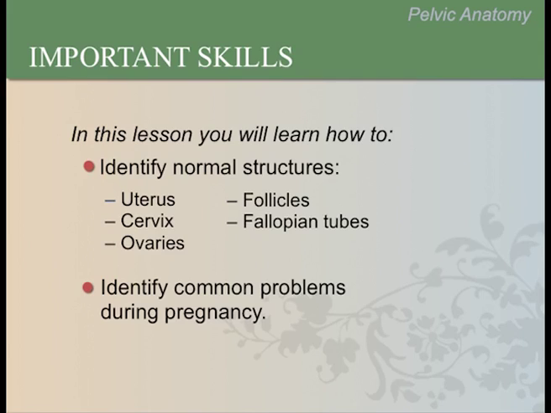In this lesson, you will learn how to identify the uterus, cervix, the internal cervical os, ovaries, follicles, and fallopian tubes on ultrasound. Follicles are ovarian cysts where eggs develop. You will also learn how to identify the most common abnormalities of these organs that might present during pregnancy.